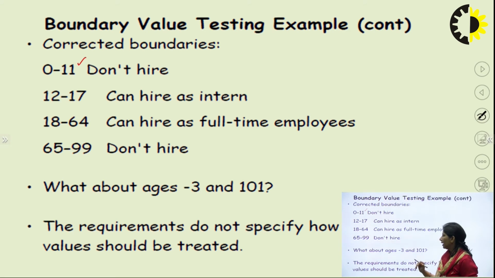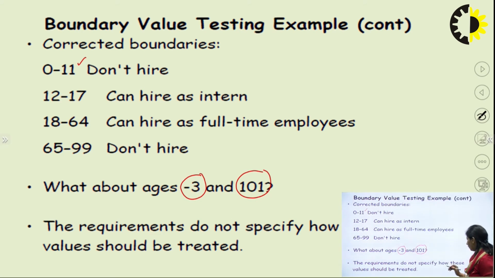Now what about the ages if the inputs are like this, -3 and 101? The requirements do not specify how these values should be treated. So we have to specify, if this kind of age is there, if this kind of input is also there, we have to give the specific output.